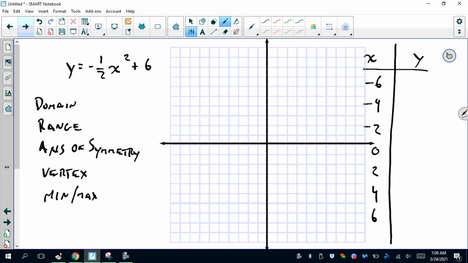So they want you to plug in -6. If you notice, they gave you all even numbers for your x values, for your inputs, because you're going to have to multiply times 1/2. When we take the half of even numbers, we get nice integers out. So the first one, we're plugging in -6. -1/2 times -6 squared plus 6. -6 squared is 36. -1/2 of 36 is -18. -18 plus 6 is -12.